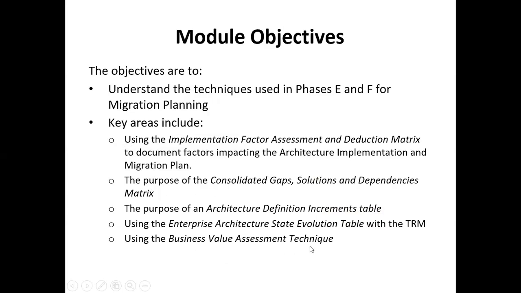Key areas include using an implementation factor assessment and deduction matrix, documenting factors impacting architectural implementation, the purpose of the consolidated gaps, solutions and dependency matrix, architecture definition increments table, enterprise architecture state evolution table, and using a business value assessment technique.